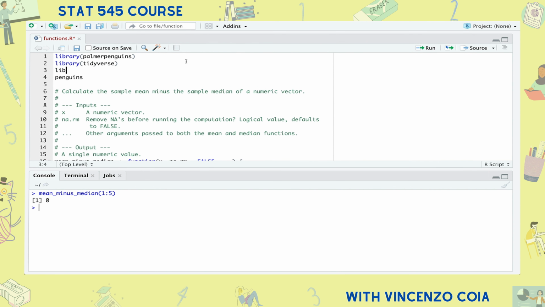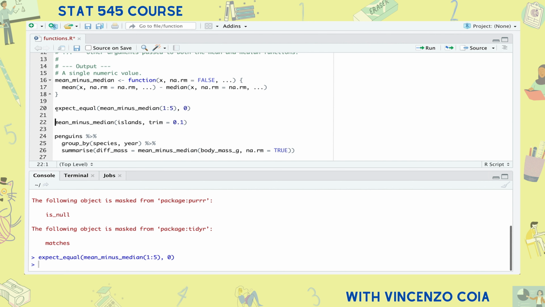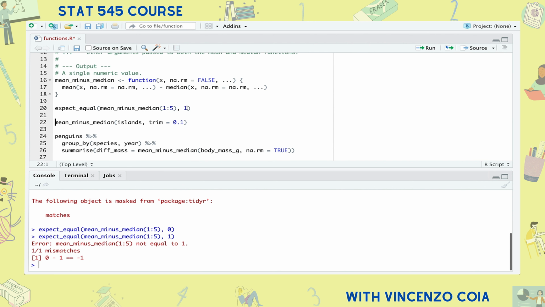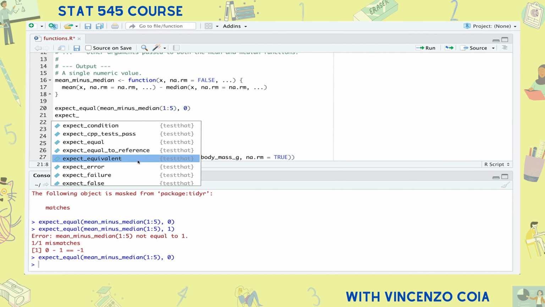Instead, it's helpful to use the testthat package. I can now explicitly state that I'm expecting the output to be 0. There's silence if the test passes, and an error if the test fails. There are many expect functions at your disposal.